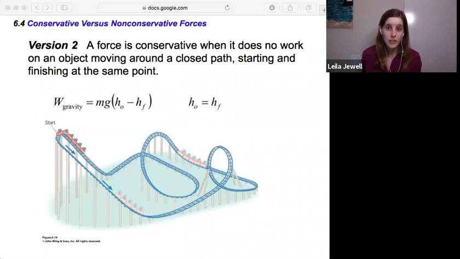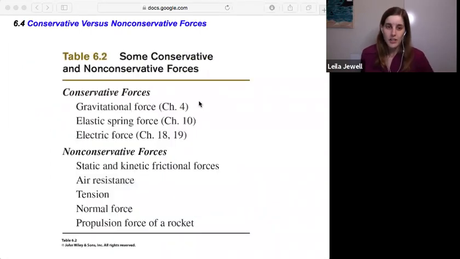There are a couple of other conservative forces that you will see. So let's take a look at those. So the gravitational force is one. Later on this semester, we'll see the elastic spring force. Anytime you have a spring, turns out that force is conservative. And then if you take physics 2b, you'll get a chance to see that the electric force is also a conservative force. So that won't be this semester, but if you stick around next semester.